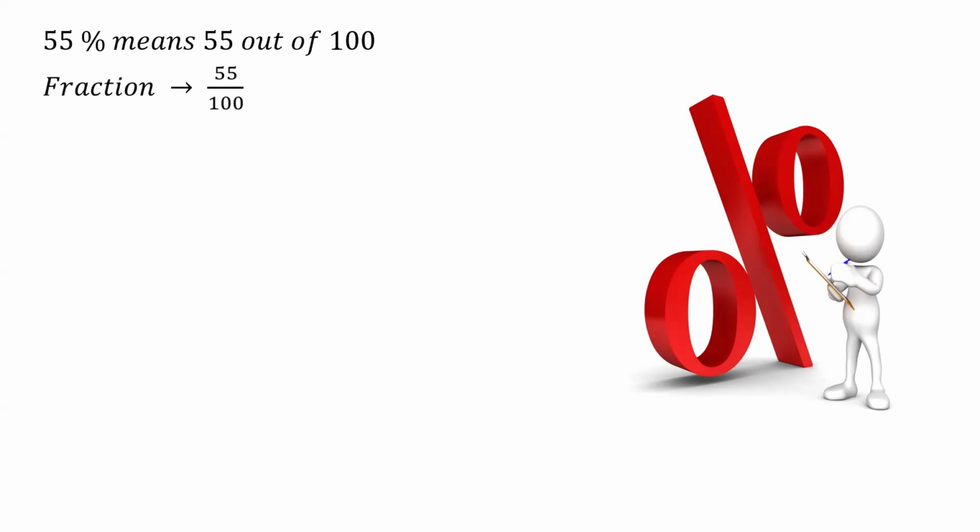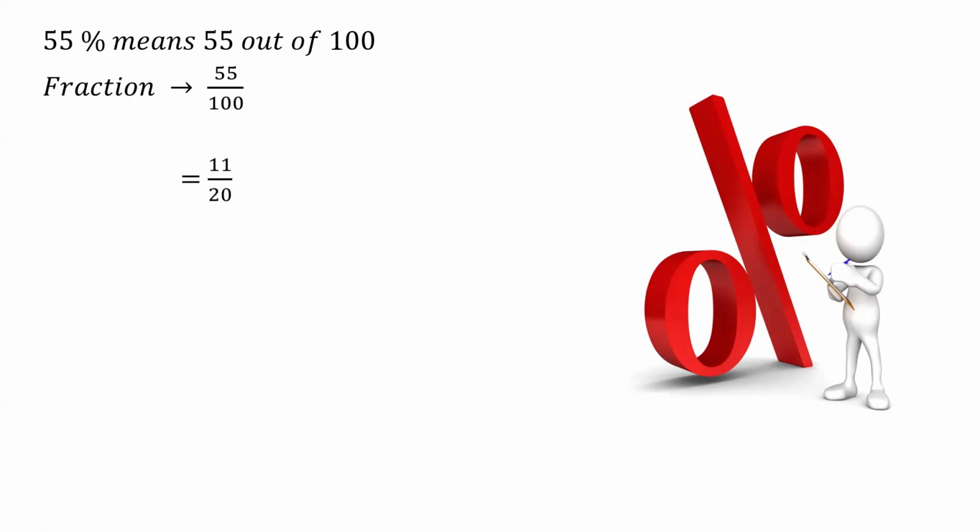So let's see the percentage. 55 percentage means 55 out of 100. So percentage is something that we give for 100, right? Let's see how we are going to write this percentage as a fraction. When we write it as a fraction, 55 is the numerator and 100 will be the denominator, right? After that, we have to simplify this.